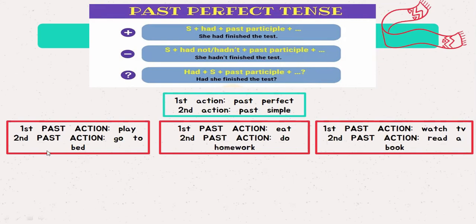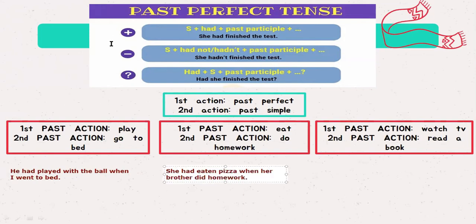Now, can you help me? Let's begin with the first one. The first action is in past perfect and the verb is play. So let's begin with the subject. What subject do you want for the sentence in the first one? Okay, he, what's next after the subject? He had played what? With the ball, went, very good. And he went to bed. The next one, we have eat and do homework. Who can help me? She had eaten pizza when her brother did homework. So first she ate pizza and then her brother did the homework.